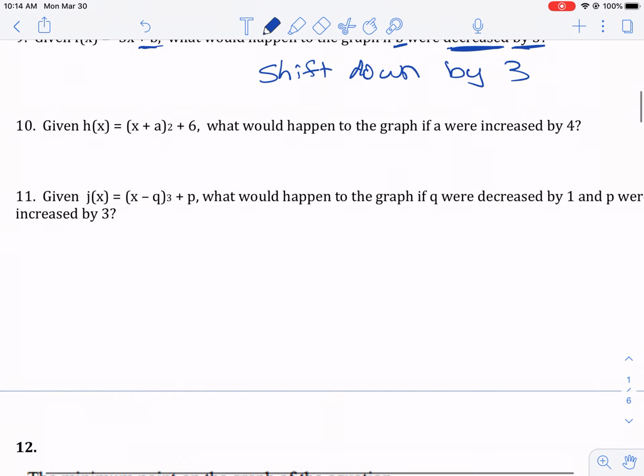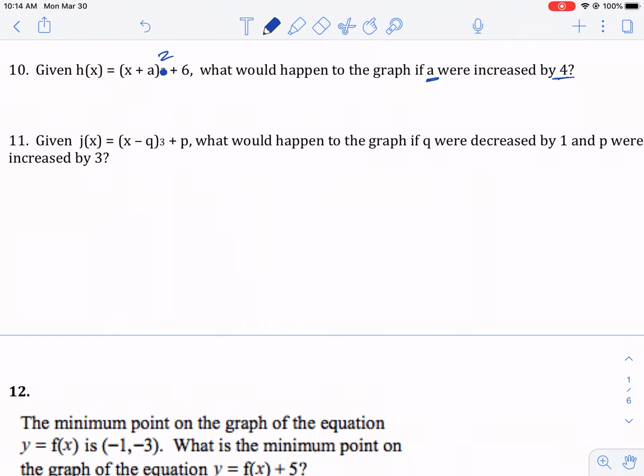Okay. Number 10, that little 2 is supposed to be in the air. So if h of x is equal to (x plus a) squared plus 6, what would happen to the graph if a were increased by 4? Well, if you're not sure, you can pick an a right now, and let's say this was (x plus 3) squared plus 6, just for grins and giggles. So if this a happened to be a 3, that would be a shift left 3 places.